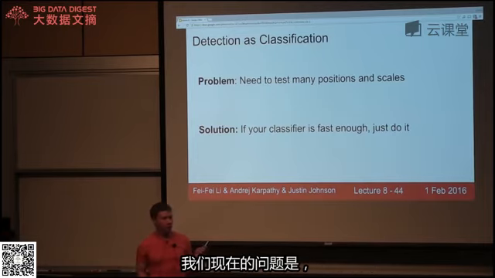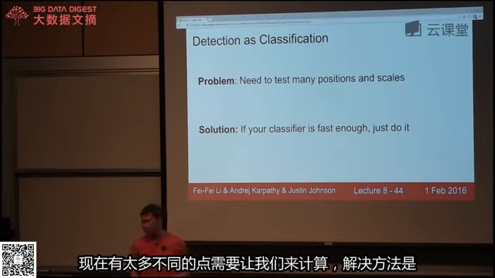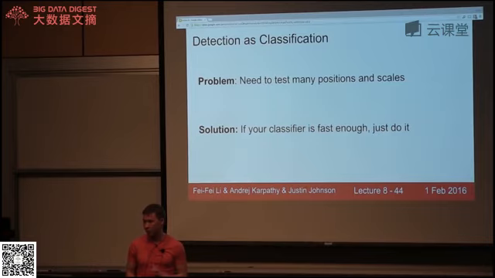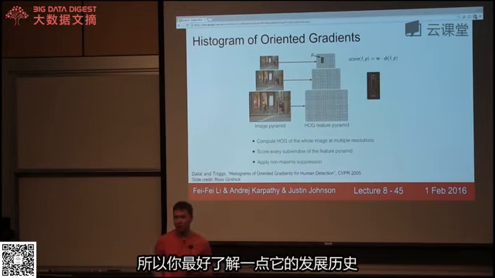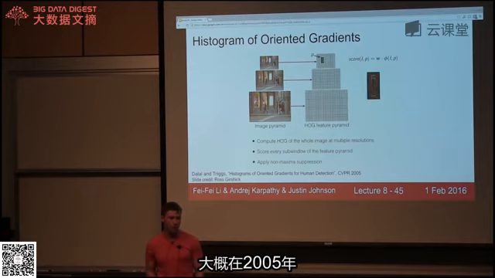Right? So like we said, a problem with this approach is that there's a whole bunch of different positions we need to evaluate. The solution, as of a couple years ago, was just use really fast classifiers and try them all. Actually, detection is this really old problem in computer vision, so you should probably have a little bit more historical perspective.